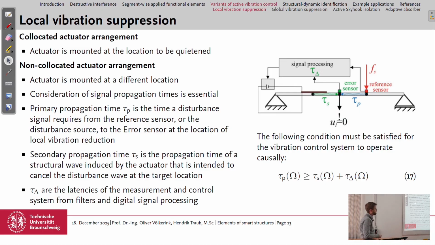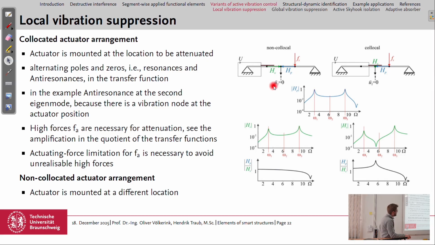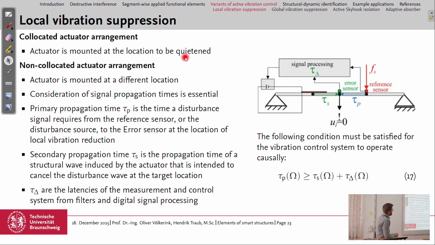This is the limit if we have the non-collocated actuator arrangement. So in the first case, our limitation is that we need for some frequency really high forces due to the anti-resonance. And in this arrangement, our limitation is the traveling time of the wave and the signal time, which limits the position of the actuator, or the in-plane position of the actuator.